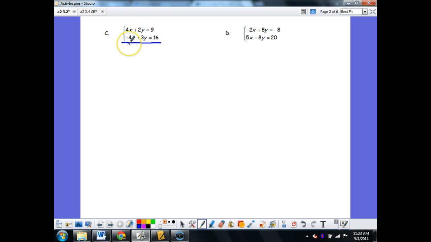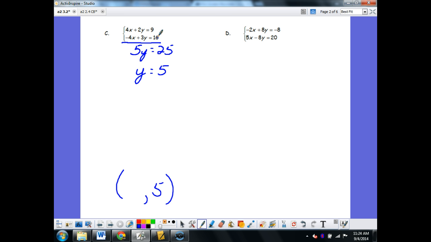So the 4x and the negative 4x cancel. 2y plus 3y is 5y. And 9 plus 16 is 25. And then we just solve for y, so y is equal to 5. And again, that means that 5 is the y-coordinate where this line and this line intersect.